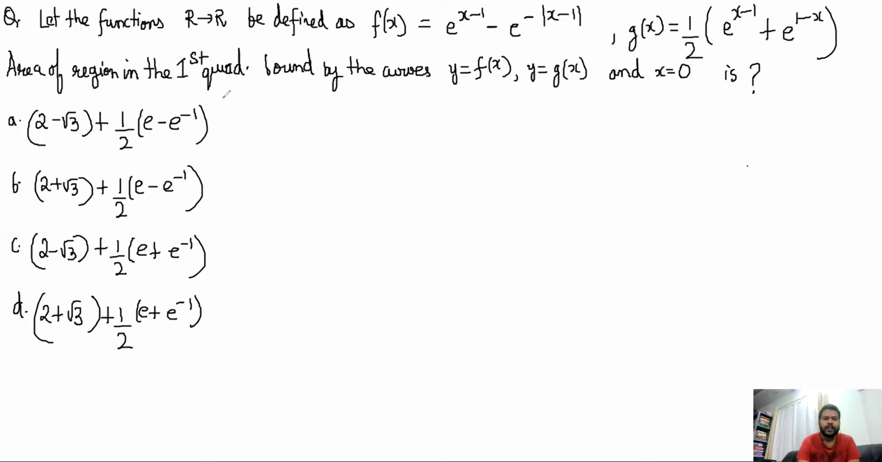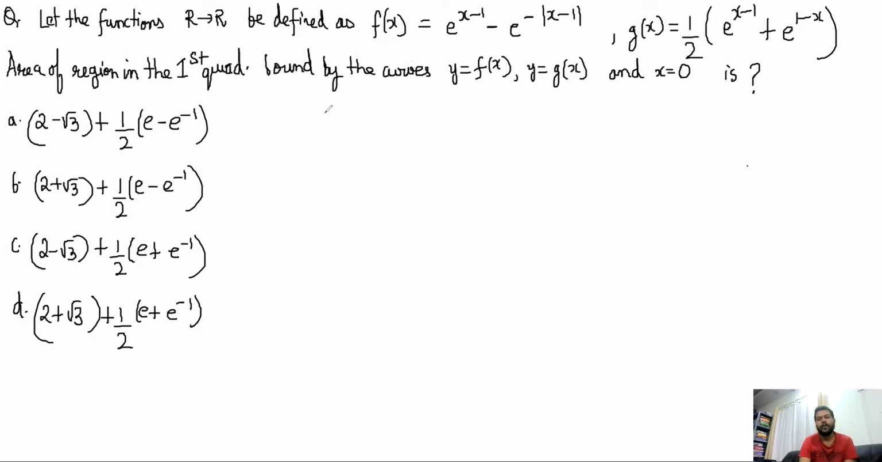Hi, so we are going to look at this question. The question is saying, let the functions R to R be defined as f(x) = e^(x-1) - e^(-|x-1|), g(x) = 1/2 (e^(x-1) + e^(1-x)). You have to find the area of the region in the first quadrant bound by the curves y = f(x), y = g(x), and x = 0.